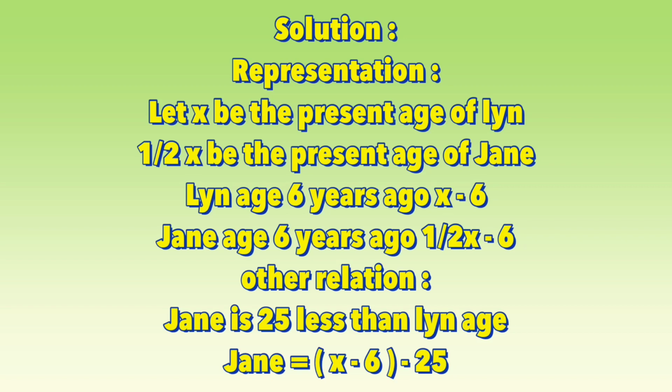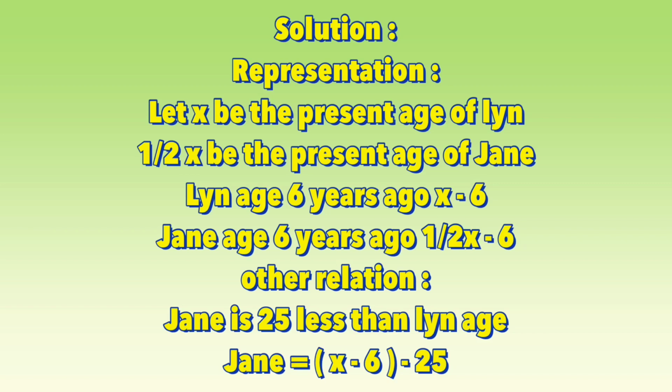Another relation we have, based on the problem, is Jane is 25 less than Lynn's age. If we translate this into a mathematical sentence, we have Jane equals x minus 6 minus 25. Okay, our equation: Jane's age ago equals Lynn's age ago. This is just a matter of comparison. So we have to solve the equation.